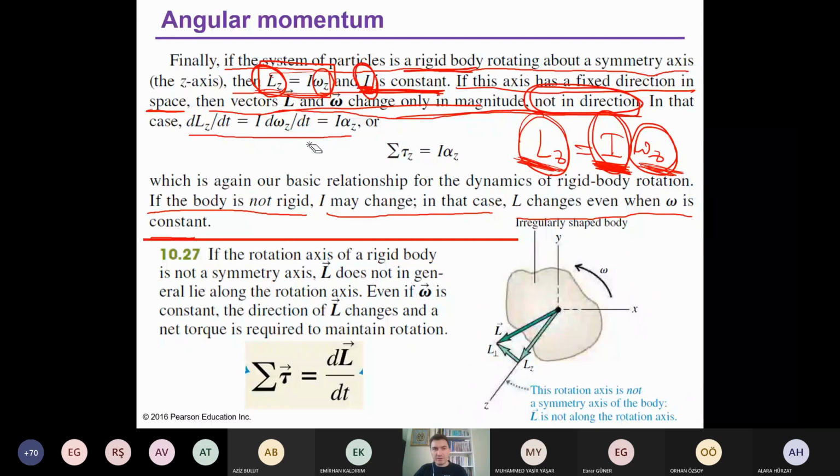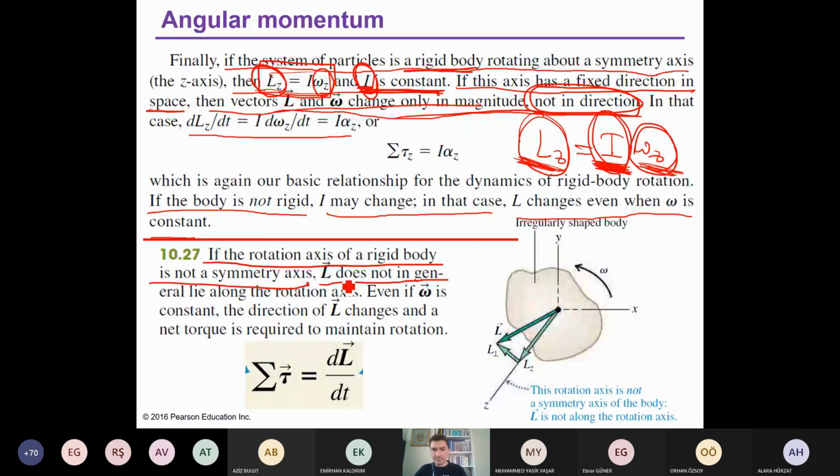Be careful. Up to now, we have considered that the rotation axis of the body is a symmetry axis. But what happens if the rotation axis of a rigid body is not a symmetry axis? Then angular momentum does not in general lie along the rotation axis.